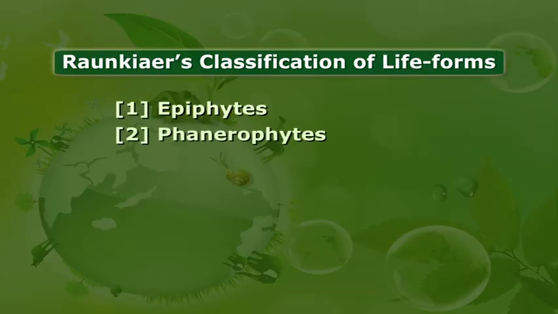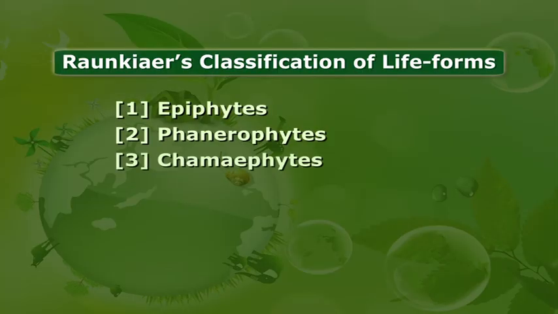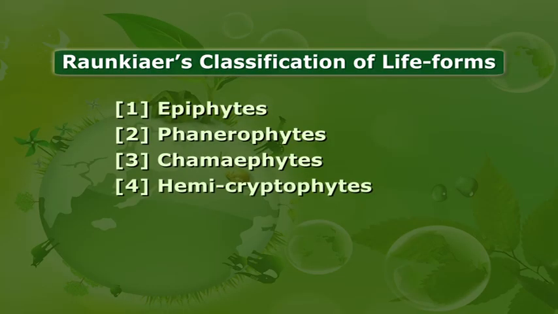Second category comprises phanerophytes. They are the aerial plants where renewal buds are exposed on upright shoots. It includes 5 subgroups in the forms of trees, shrubs, stem succulents, herbaceous stems and lianas. The third category comprises chamaephytes. They are the surface plants and possess the renewal bud at the surface of the ground. Fourth category includes hemicryptophytes. They are the tussock plants and possess buds in or just below the soil surface.